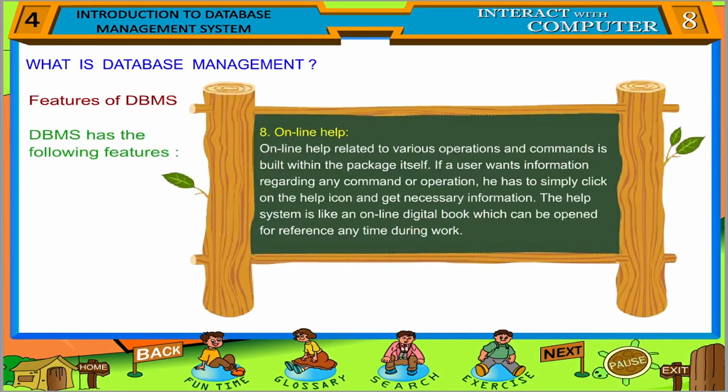Online help. Online help related to various operations and commands is built within the package itself. If a user wants information regarding any command or operation, he has to simply click on the help icon and get necessary information. The help system is like an online digital book which can be opened for reference anytime during work.